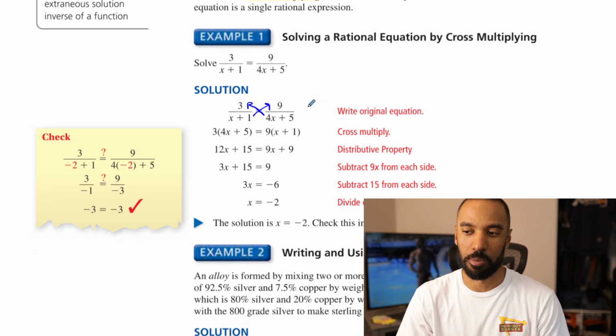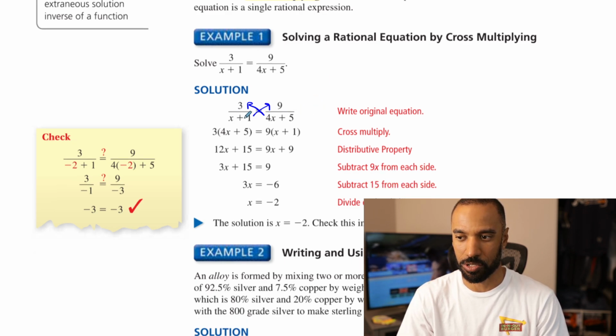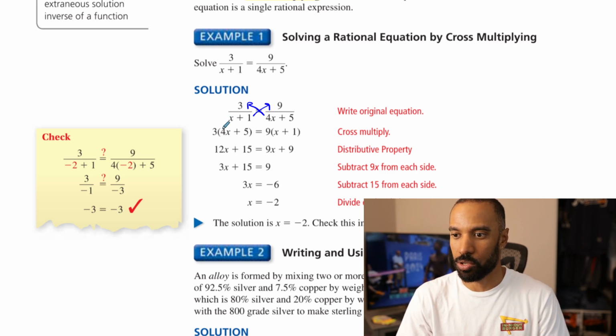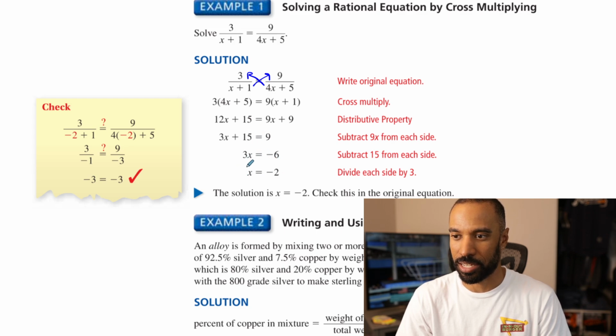What we're actually doing is we're multiplying both sides by 4x plus 5, which cancels here, multiplying both sides by x plus 1, which cancels there. And then you solve for x. So you distribute here and you do your solving, you get x equals -2.